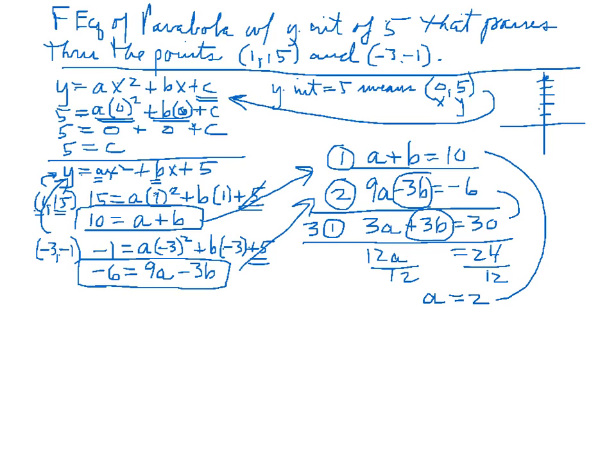Plug that back into the first equation. It says a plus b is 10. So if a plus b equals 10, and a is 2, then it's pretty clear that b is equal to 8.